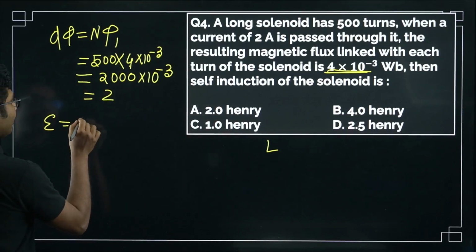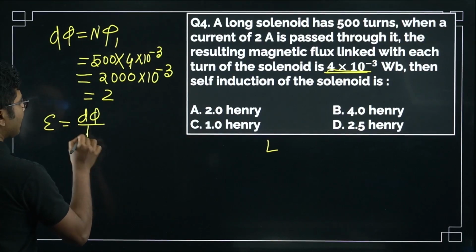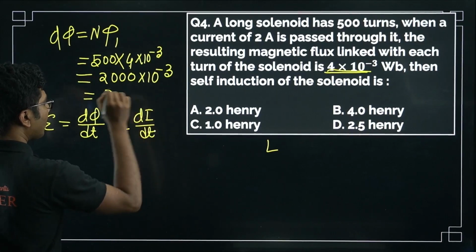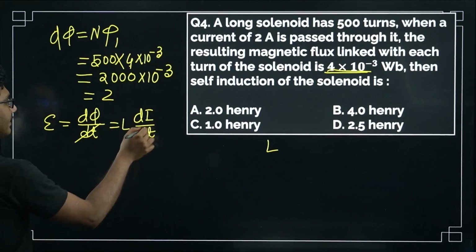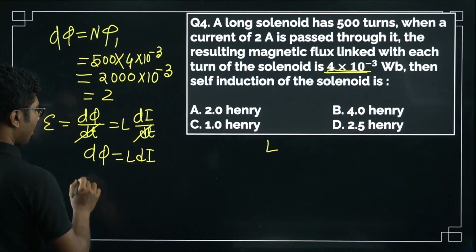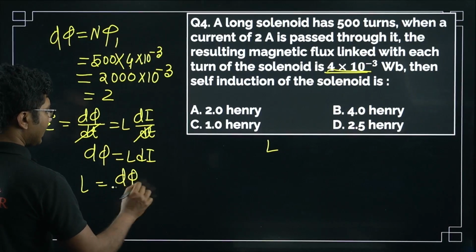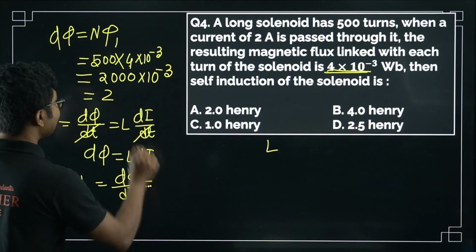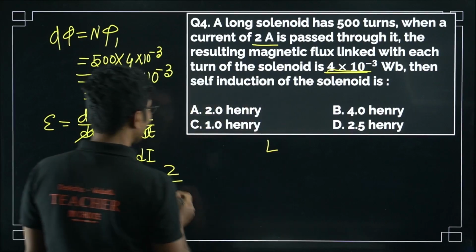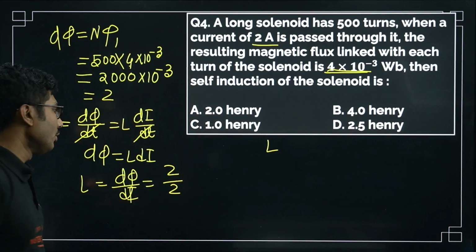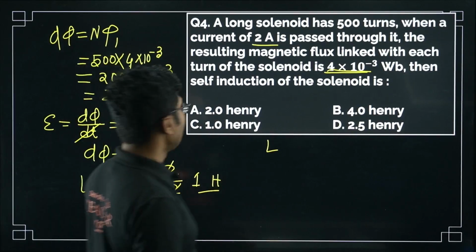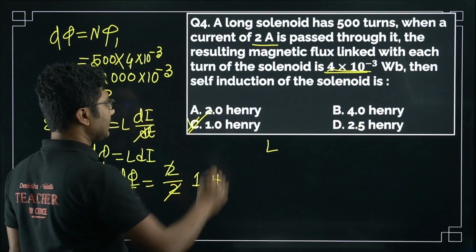Induced EMF can be calculated using two formulas, d phi by dt, also L di by dt. So these are the two formulas. Now dt will cancel, so we get d phi equals L di, or L equals d phi by di. What is d phi? We have calculated d phi as 2. What is the current? The current associated is 2 ampere, so the current is also 2. So they will cancel, and we get the self-inductance as 1 Henry. So the correct answer is option C in this case.